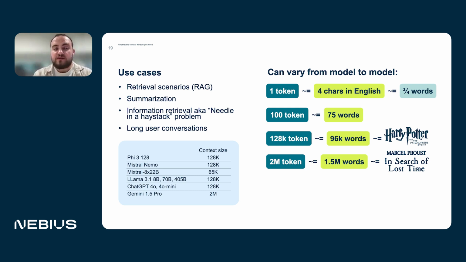If you want to do some summarization tasks, also if you're doing some retrieval scenarios, where you have a specific database from which you're getting your context and feeding the model, that's the case where you need to understand the context size of your model. And for the biggest context size right now, it's Gemini, at 2 million, and you can fit the biggest book ever written, Marcel Proust's In Search of Lost Time.